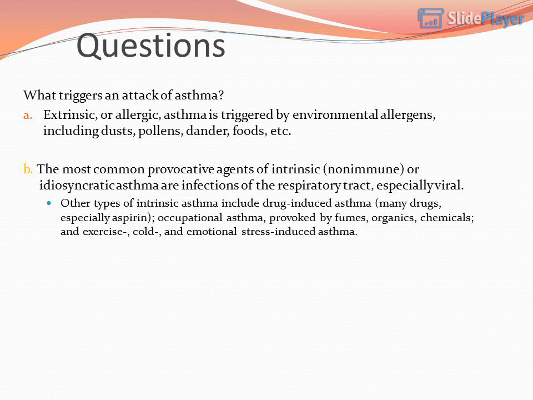The most common provocative agents of intrinsic, non-immune, or idiosyncratic asthma are infections of the respiratory tract, especially viral. Other types of intrinsic asthma include drug-induced asthma, with many drugs, especially aspirin; occupational asthma, provoked by fumes, organics and chemicals; and exercise, cold, and emotional stress-induced asthma.